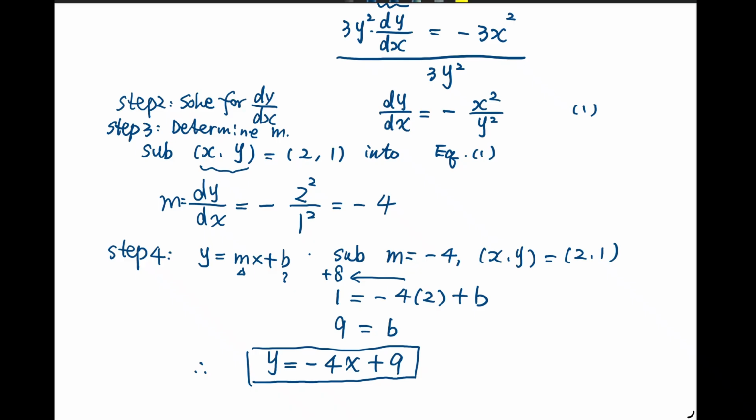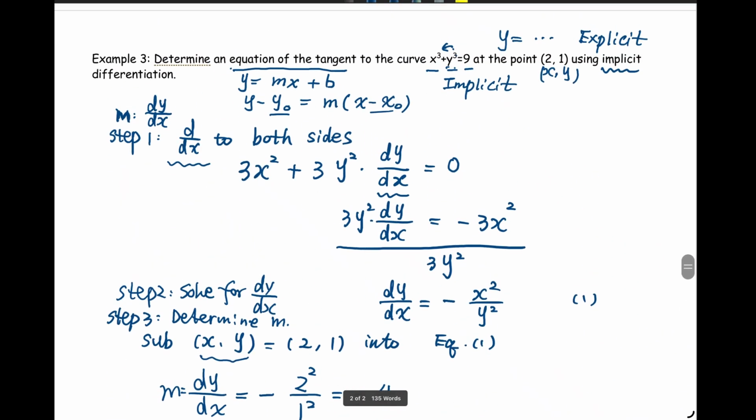So this is for this lesson, and what we have done in this lesson is we have 2 steps. The first one is d over dx to both sides if it's not y isolated. Then we just treat y as a function of x and do the chain rule. And isolate dy by dx. Then we have the dy by dx.